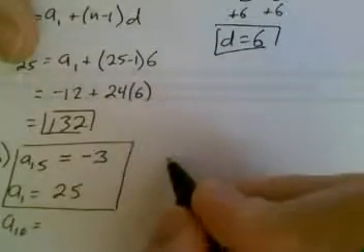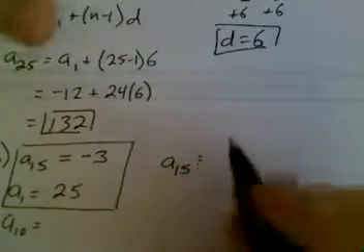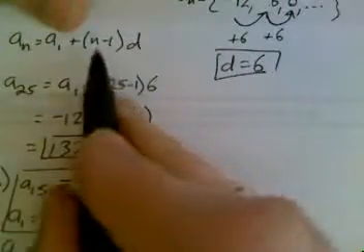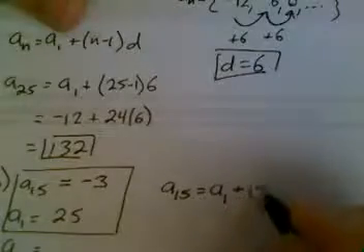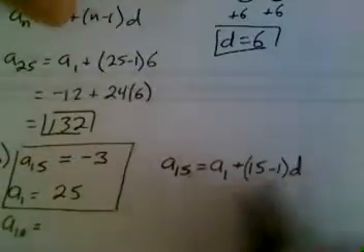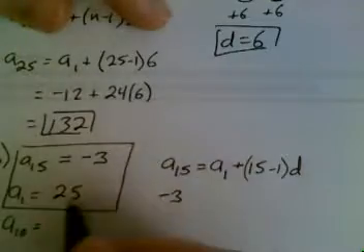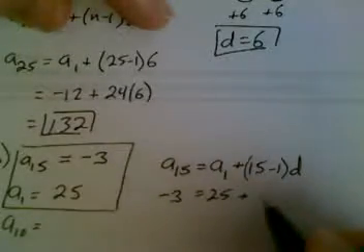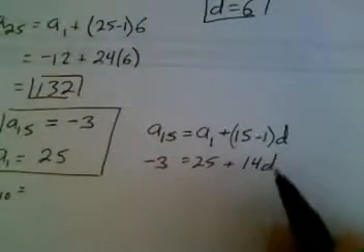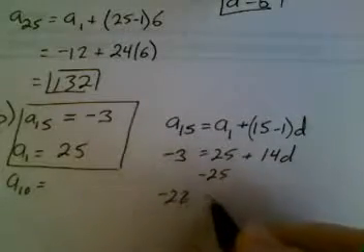So what I'm going to do is say a sub 15 is equal to something. What's it equal to? Well, it's supposed to be equal to a sub 1 plus our n value being 15, so 15 minus 1 times the common difference. Now, what is a sub 15? A sub 15 is a negative 3, so I'm going to replace that with a negative 3. A sub 1 is 25, so I'm going to replace that with the 25. And then you'll notice I have an equation to solve for d. So I'm going to subtract 25. That's going to give me a negative 28 is equal to 14d.